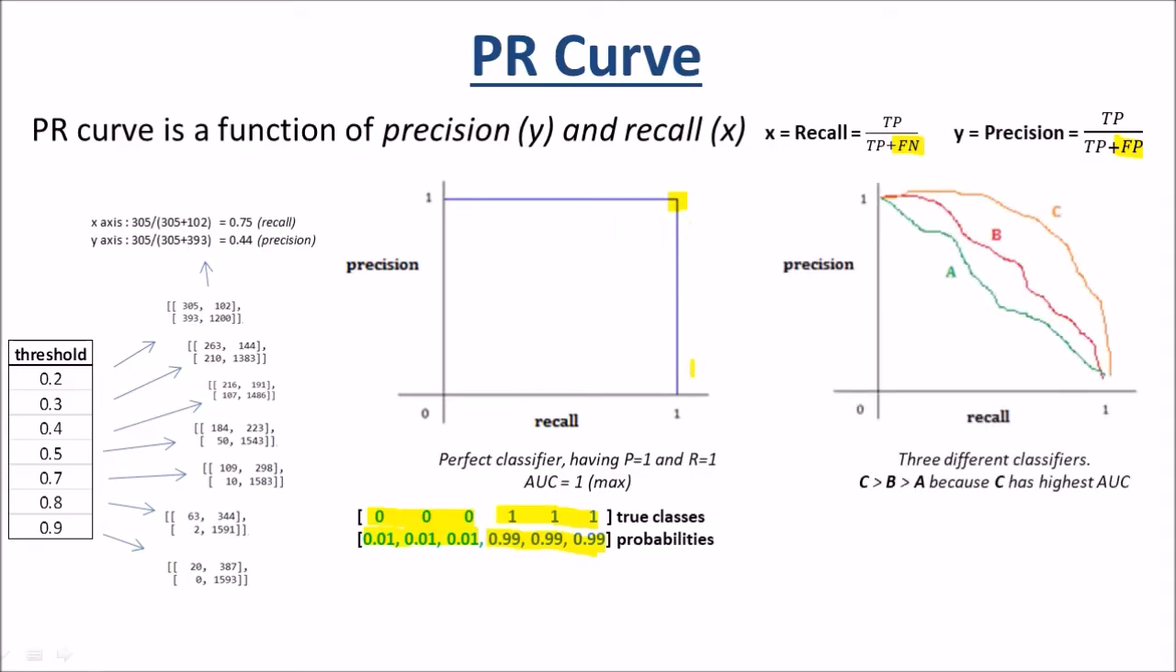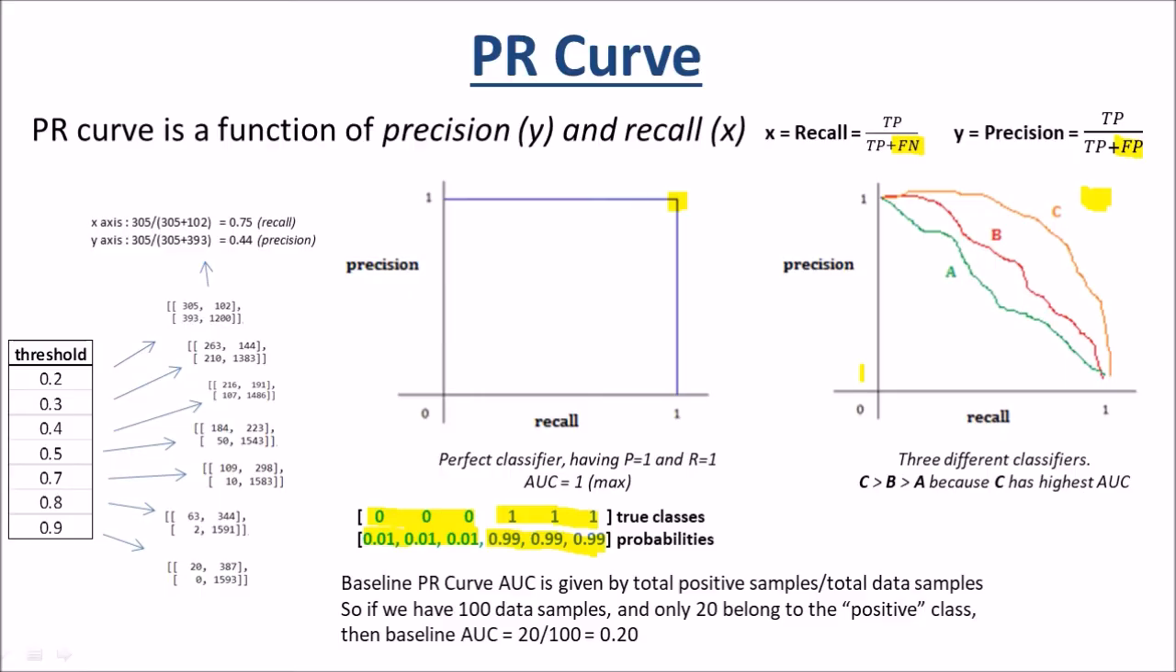Now if I have 3 different classifiers, okay, so my classifier C will be the best one out of these, because it has the highest area under the curve, and also it is closest to this point of 1 comma 1. So the closer a classifier is to this point of 1 comma 1, the better it will be. So my classifier A will be the worst one and B will be the middle ground between C and A.